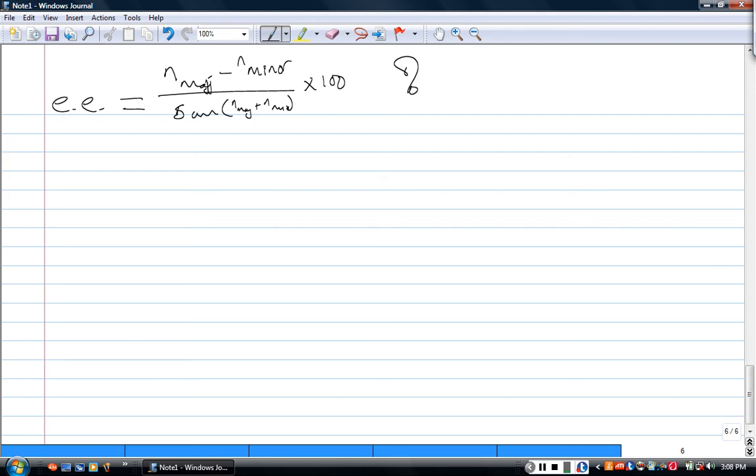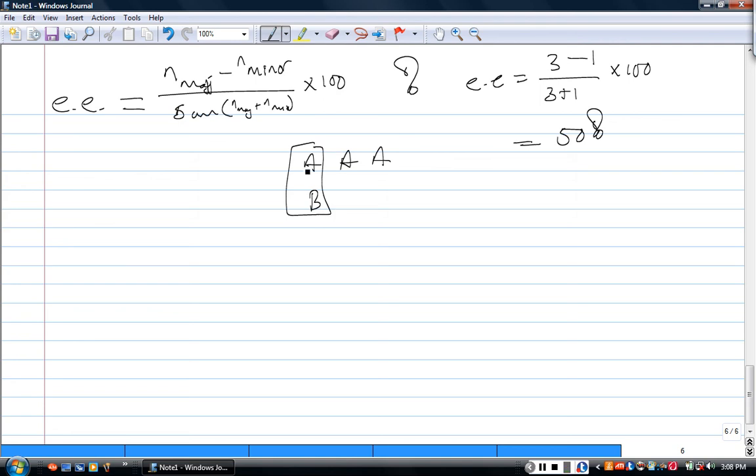So for example, in the case we just talked about, we had a 3-to-1 ratio of A to B. The EE would be 3, because I've got 3 parts of A, minus 1, over 3 plus 1, times 100. So that's going to give you a 50% EE. So it's 2 over 4 times 100, that's 50%. Now, that makes sense, because if you look, I have A, and B. So of the 4 parts, 1, 2, 3, 4, this is racemic, and 2 of the 4 represent the enantiomers in excess of the racemic mixture. So obviously, this is a 50% enantiomeric excess.